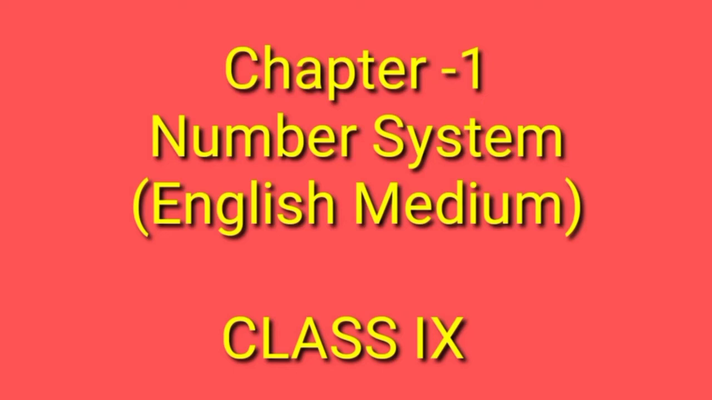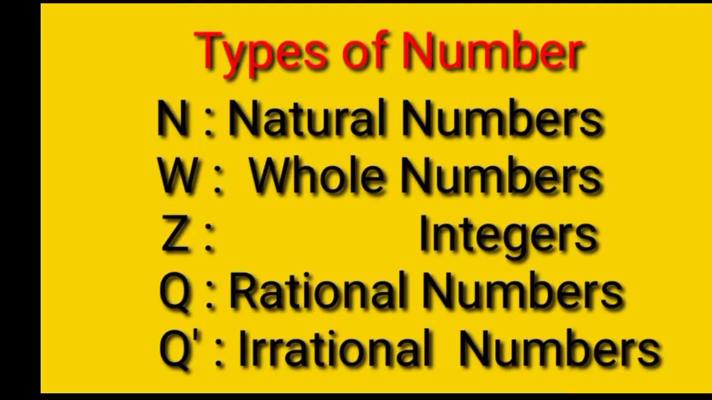Today we shall discuss chapter 1, number system, English medium, in class 9. Types of numbers. Here are the different types of numbers. N is natural numbers, W is whole numbers, Z is integers, Q is rational numbers, Q dash is irrational numbers.